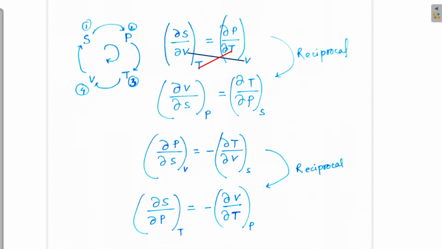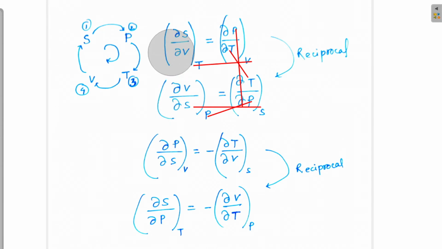Now step 3: I will take the reciprocals of this first relation like this: del V over del S is equal to del T over del P. For the constant term I will use the same technique: the denominator of the left hand side as a constant to the right hand side, and the denominator of the right hand side as a constant to the left hand side. So this is another Maxwell thermodynamic relation.